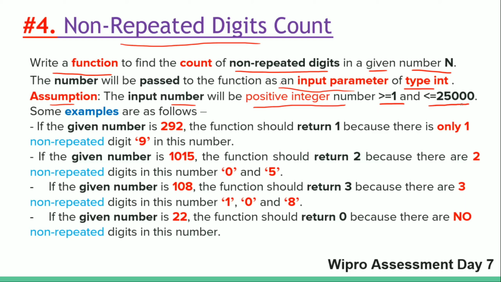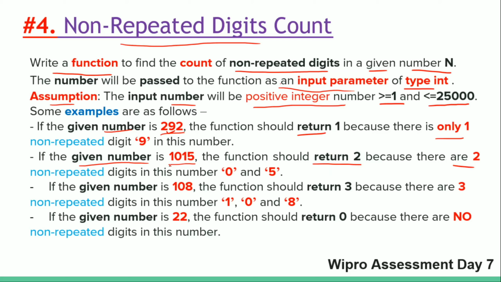And some of the examples are given as if the given number is 292, the function should return 1 because there is only one non-repeated digit, that is 9 in this number. And another example is given that if the given number is 1015, the function should return 2 because there are two non-repeated digits in this number, that is 0 and 5.